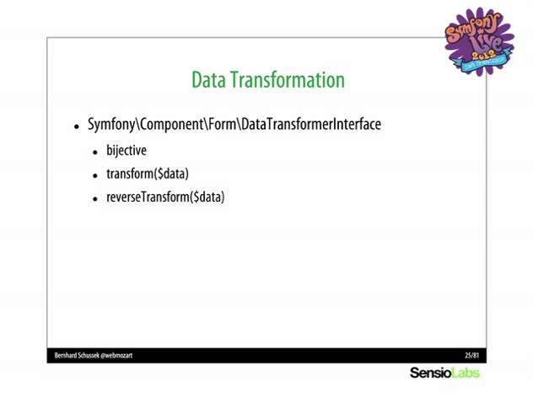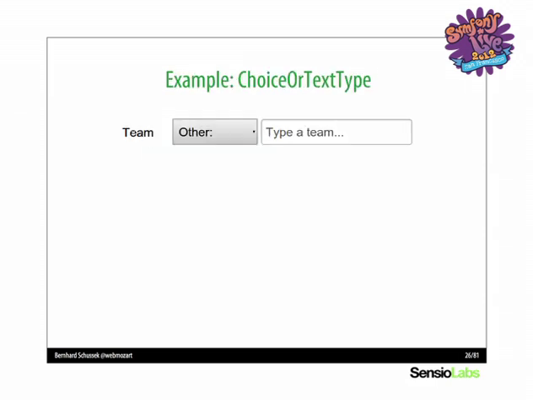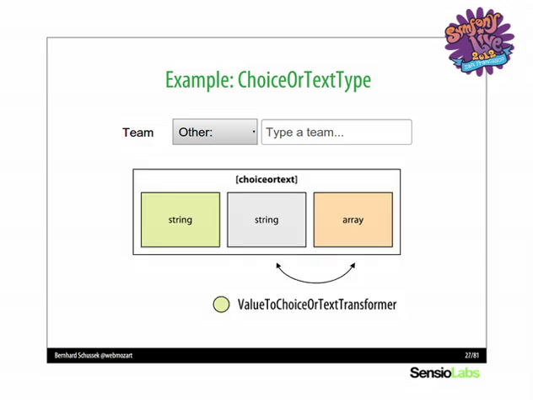And to show you how to create a custom data transformer, I've come up with a small example here, which is very common, a choice or text type. You have a choice field. The choice field contains a list of choices, and it also contains the special choice other, which lets you enter a new value into the text field that is standing nearby. Okay? So in order to create that field, the first thing we've learned we need to do is to decide which model format, normalized format, and view format we have to use.